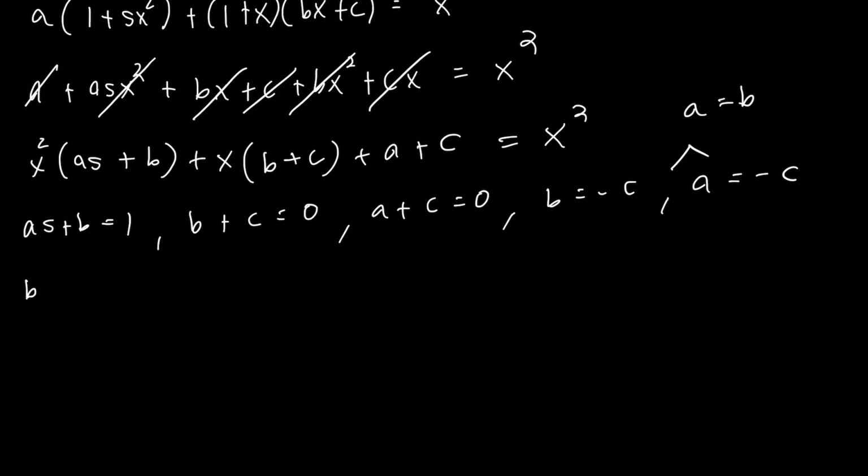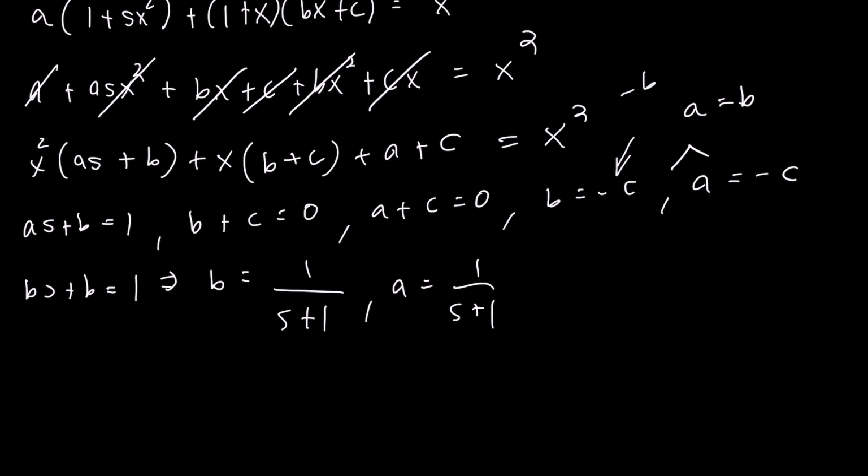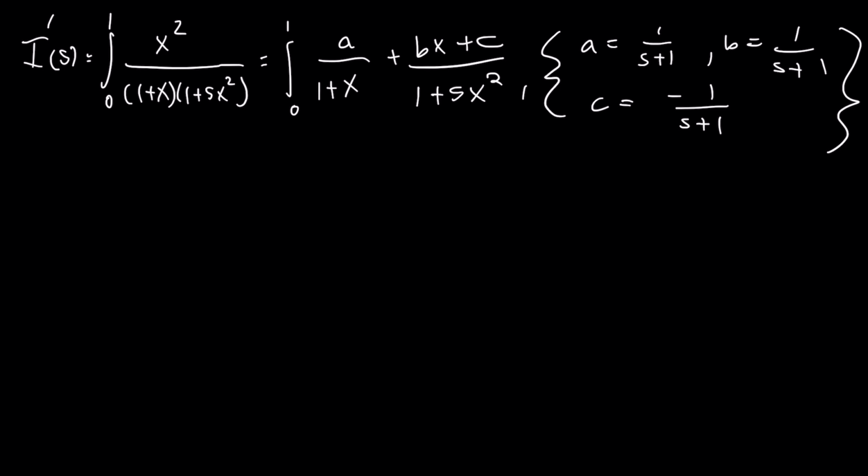So that also means that bs plus b equals 1, which yields that b equals 1 over s plus 1. But we said a equals b, so a equals 1 over s plus 1. And from here, negative b equals c, so c equals negative 1 over s plus 1. We now have that from our partial fractions decomposition.